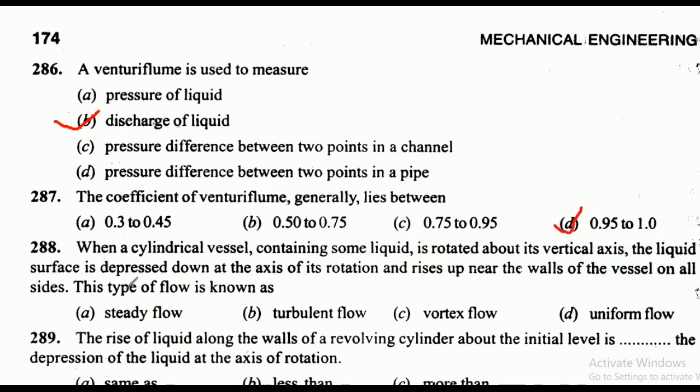Next is, when a cylindrical vessel containing some liquid is rotated about its vertical axis, the liquid surface is depressed down at the axis of its rotation and rises up near the walls of the vessel on all sides. This type of flow is known as. Options are steady flow, turbulent flow, vortex flow, uniform flow. So here friends, the correct answer is option C, that is vortex flow.